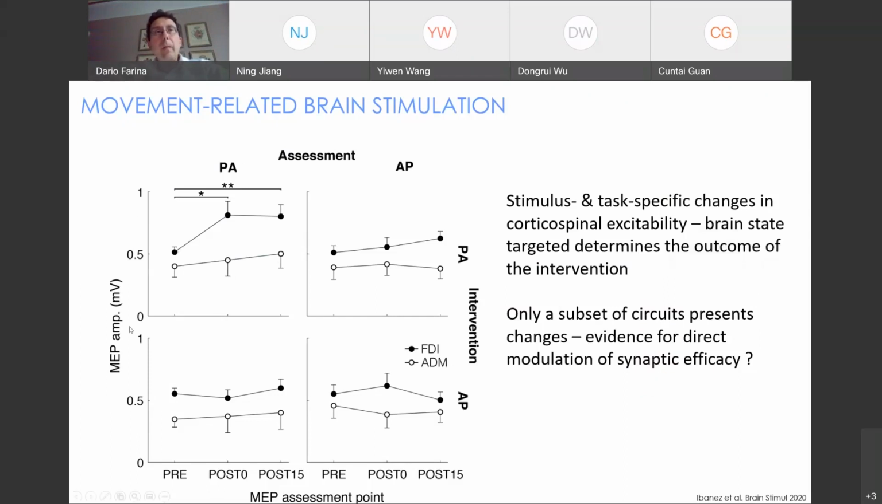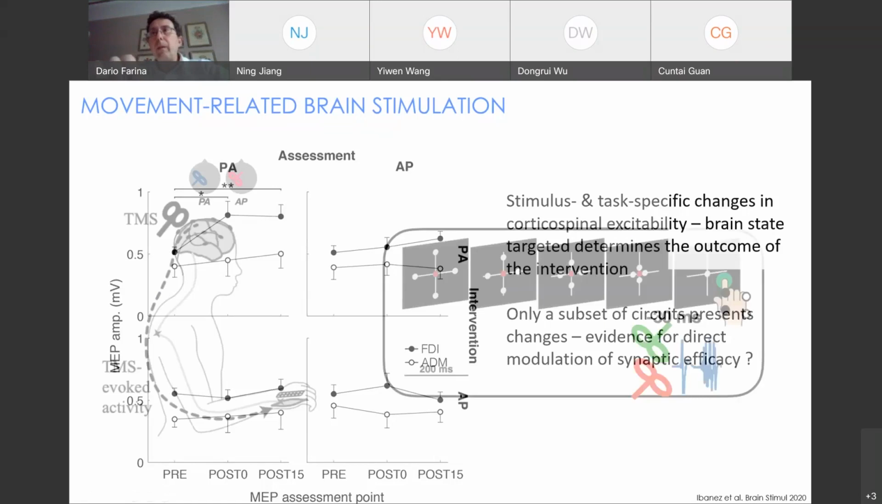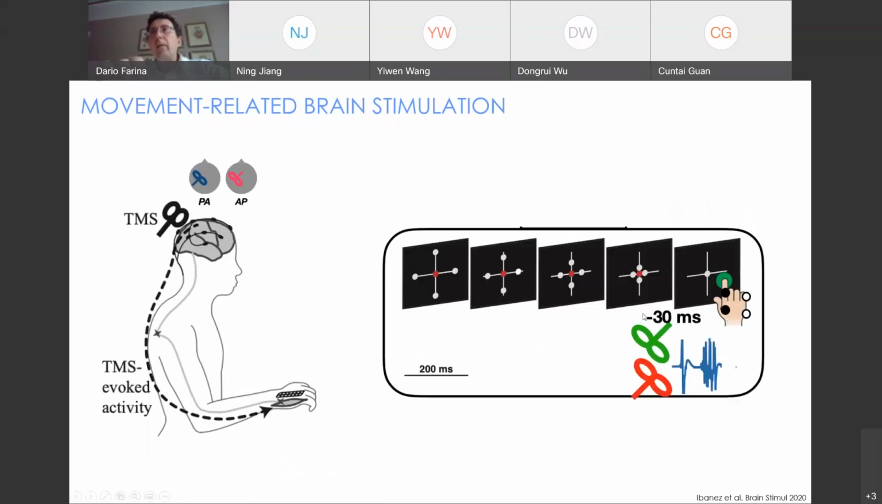For example, here we have the cortical excitability. In the case of posterior-anterior intervention and assessment, there is an increase in cortical excitability, which is not observed when we look at different circuits with another type of stimulation. So this is not a BCI study, it's a study from the basic neuroscience field, telling us something about the specificity of the circuits involved, and also about the importance of timing in the association, in this case, of brain stimulation with a volitional motor command.